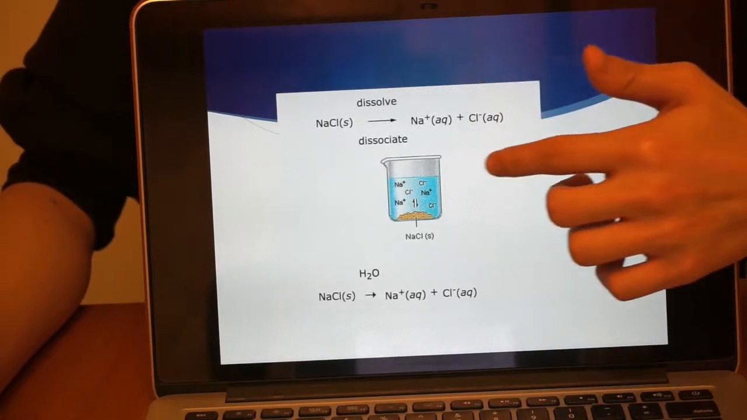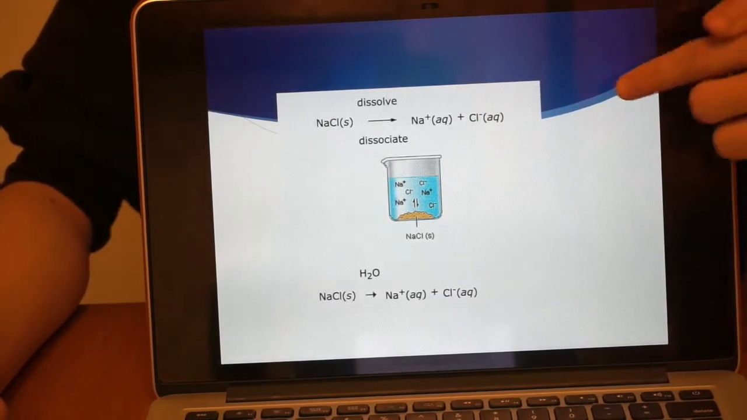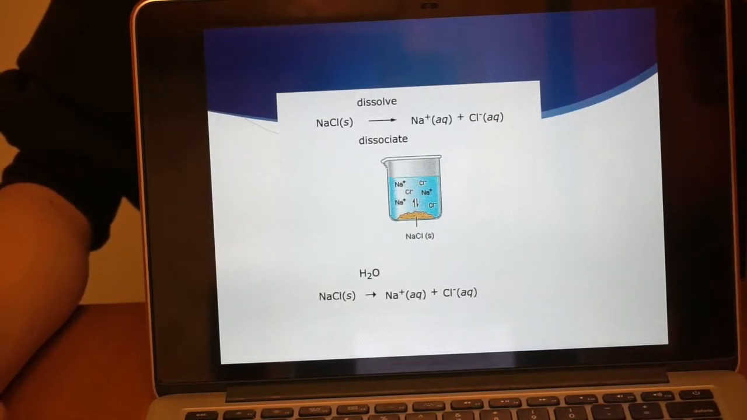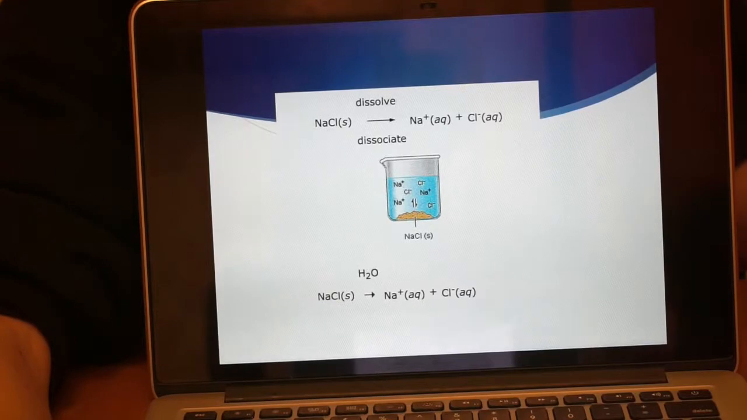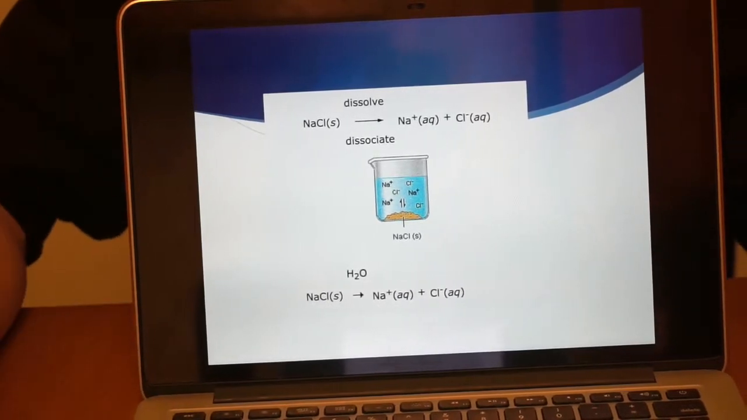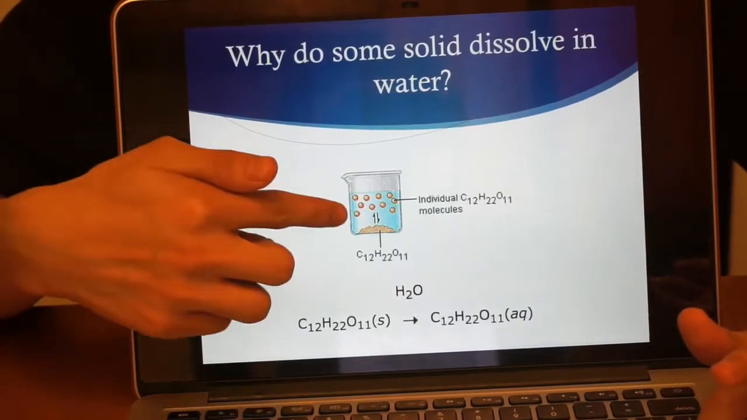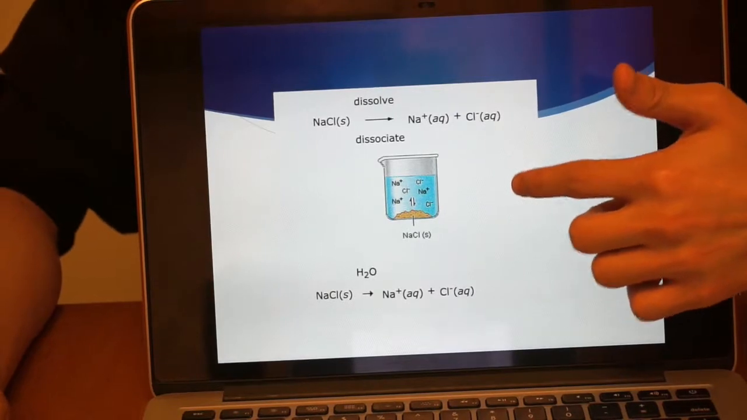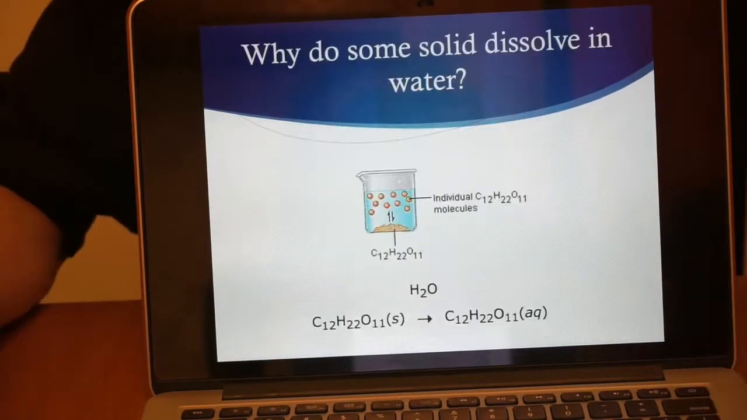When one of these solids dissolves in water, the ions that form the solid are released into the solution when they become associated with the polar solvent molecules. We can generally assume that salts dissociate into their ions when they dissolve in water.